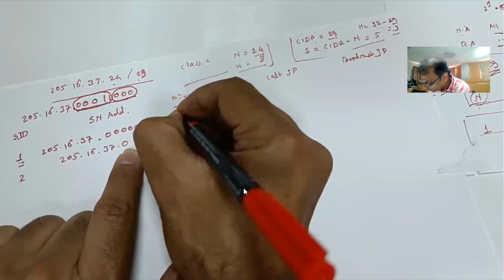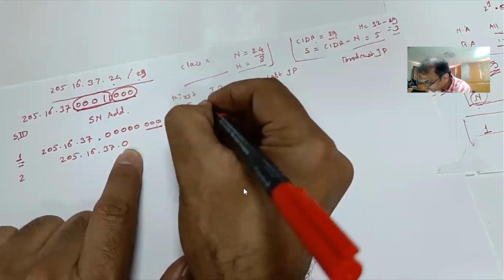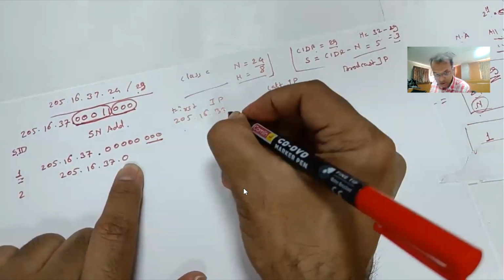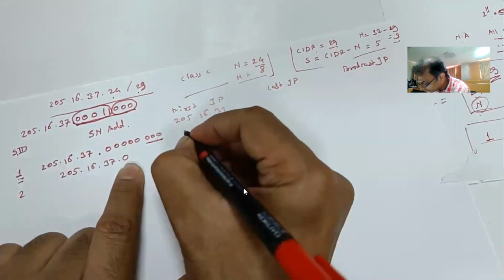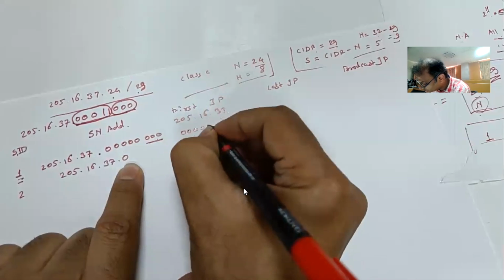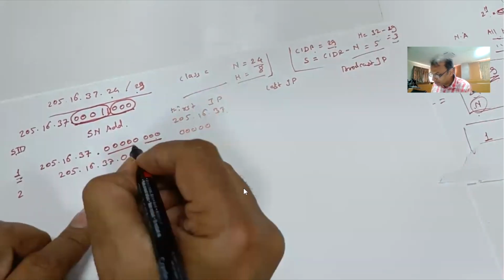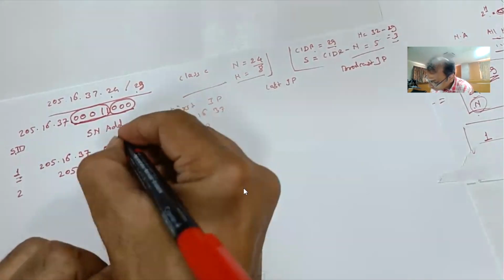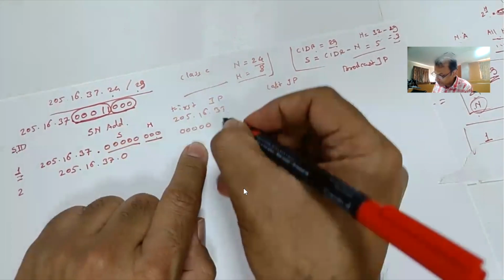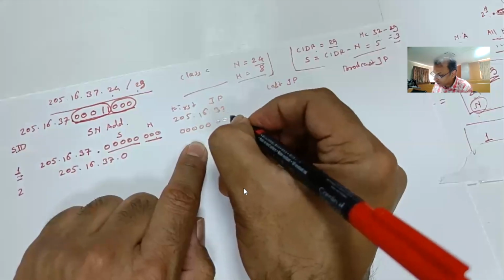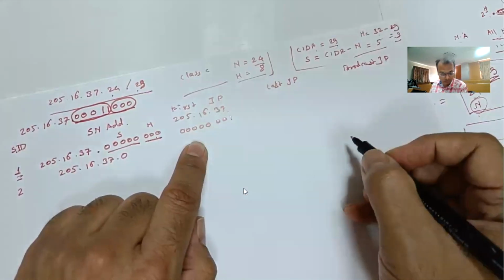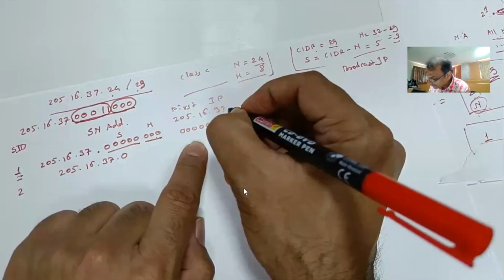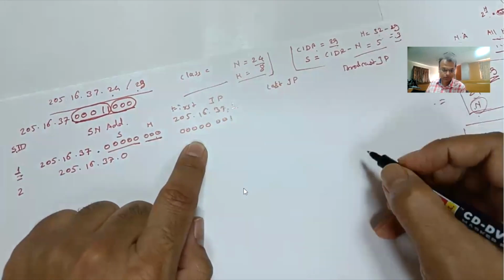So I'll keep 205.16.37 as common, and I'll write the octet part as 0000. So this group, the subnet group, I'm keeping the same. And in the host group, I'm changing the value to 001. So that becomes 37.1. Correct?